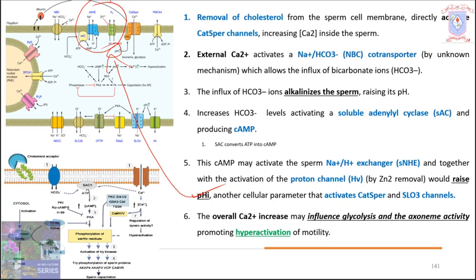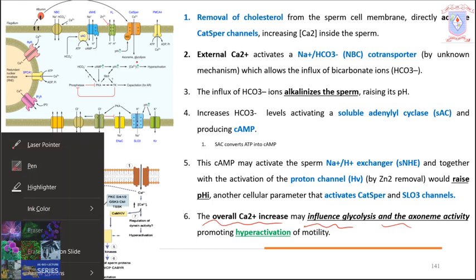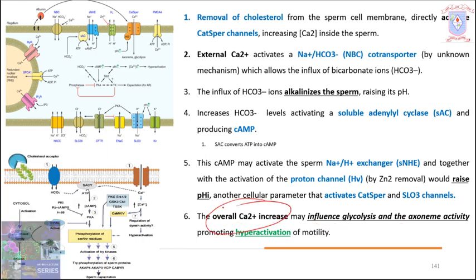Again, this pH rise again activates this CatSper channel. So the CatSper channel is activated by two mechanisms. One is by the removal of cholesterol by the albumin, and then it gets further activated by the increase in pH by the action of these two channels. Okay, so the overall calcium increase may influence the glycolysis and axoneme activity, promoting the hyperactivation of motility of the sperm.